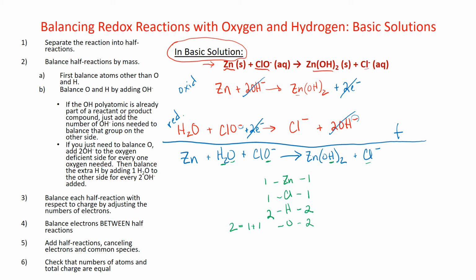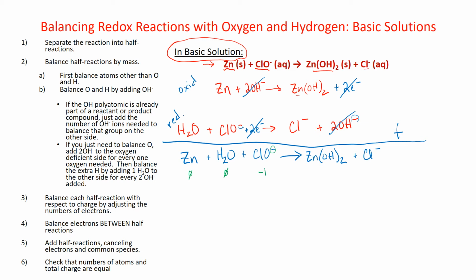Now, let's check the charge balance. Oops, I erased my 2 accidentally there. Let me change that. Okay, so for our charge balance, we're just going to look at the total charges on each side. And again, we've got a 0 for our zinc. We've got 0 for neutral water. And we've just got that -1 charge on the hypochlorite, so that's -1.